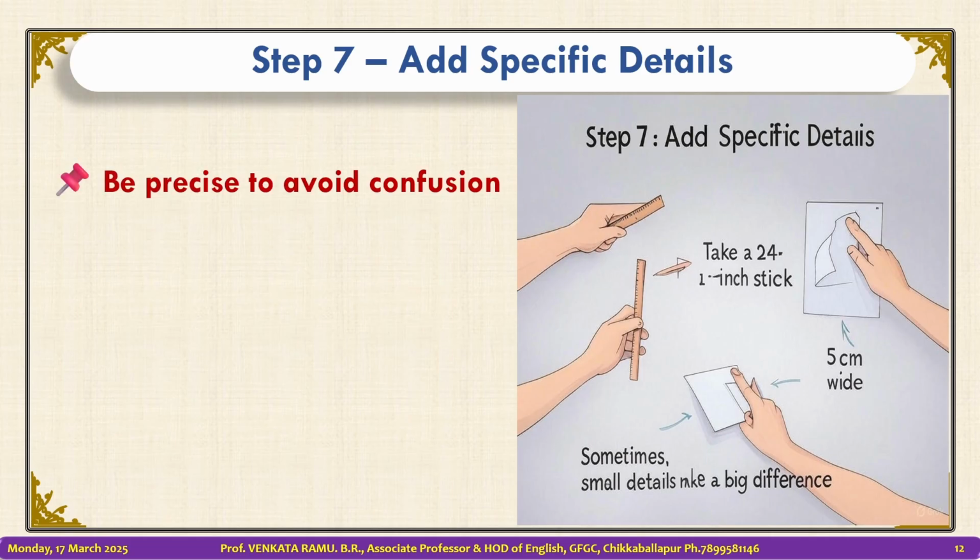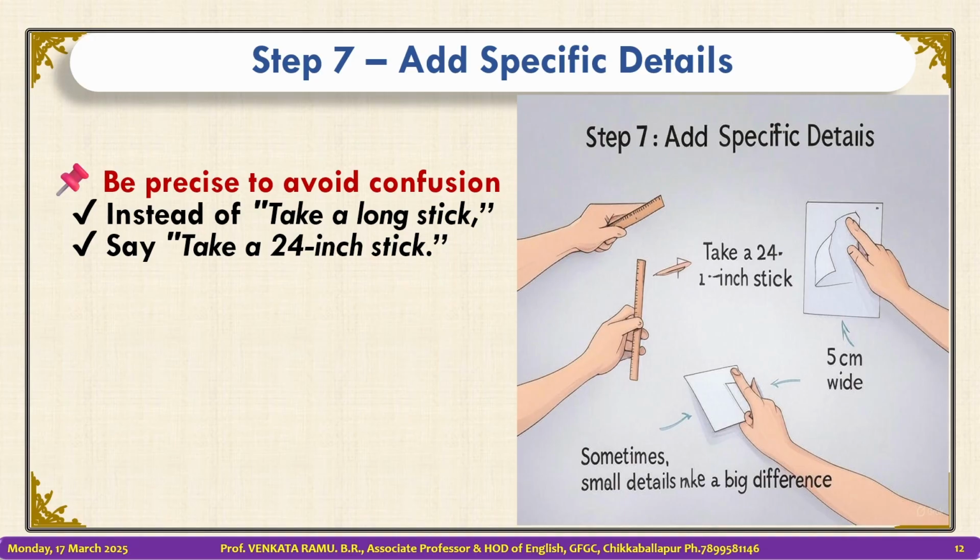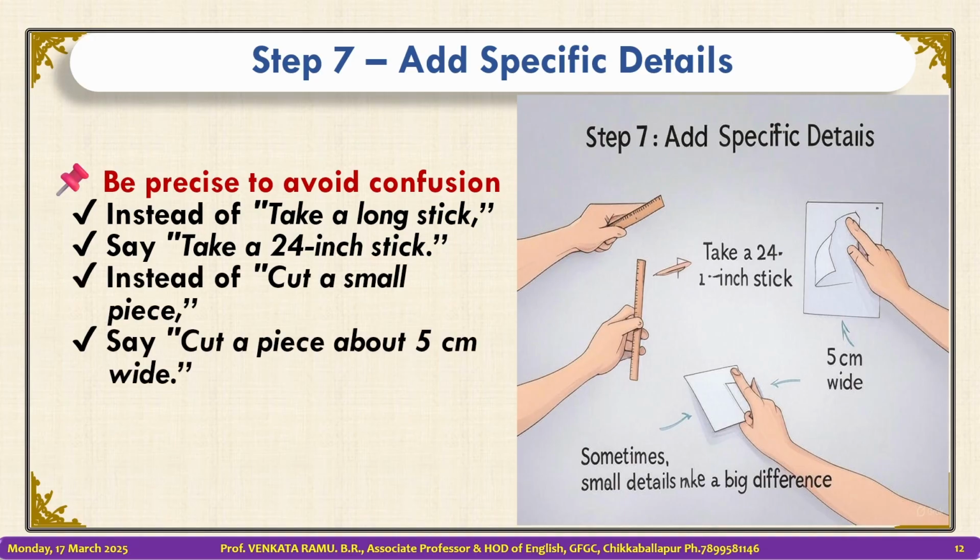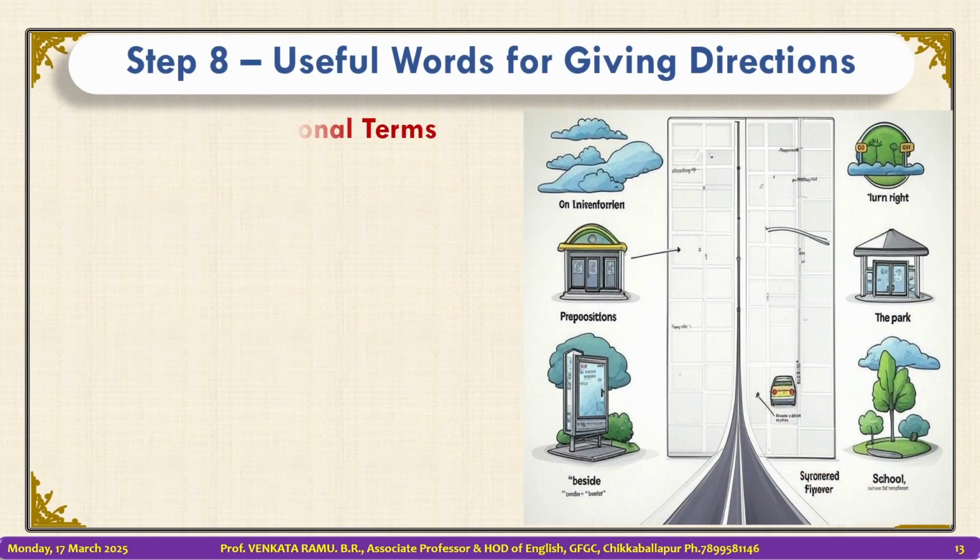Sometimes, small details make a big difference. Instead of saying, "Take a long stick," say, "Take a 24-inch stick." Instead of saying, "Cut a small piece," say, "Cut a piece about 5 centimeters wide." Details avoid confusion and make instructions more precise. Let's move on to step 8.